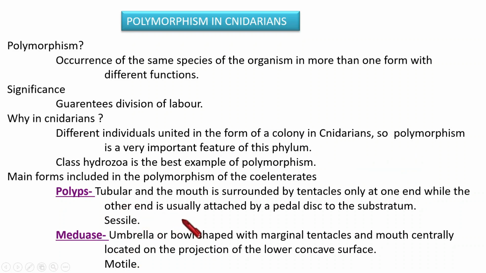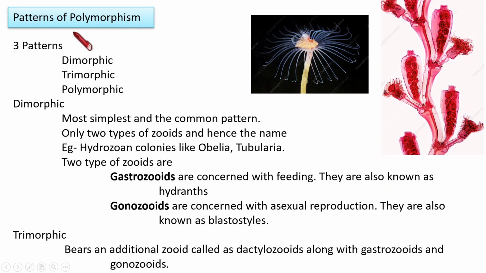Okay, next we are going to see different patterns of polymorphism. Mainly three patterns are there: dimorphic, trimorphic, and polymorphic. From the name itself, we can clearly understand: di means two, tri means three, poly means more than three. So let's see what dimorphic is. Dimorphic is the simplest and most common pattern. Here only two types of zooids can be seen, hence the name.